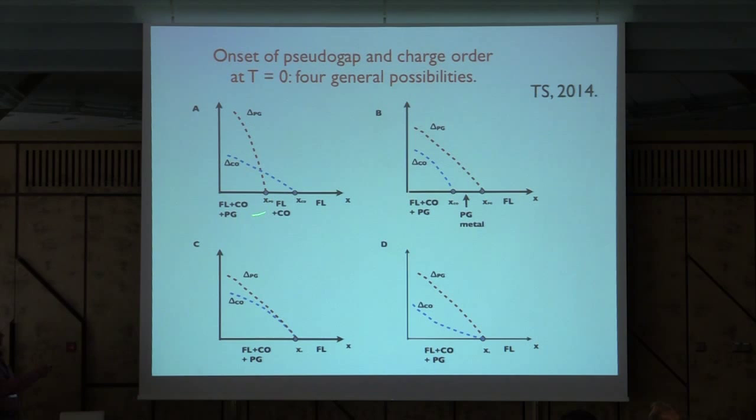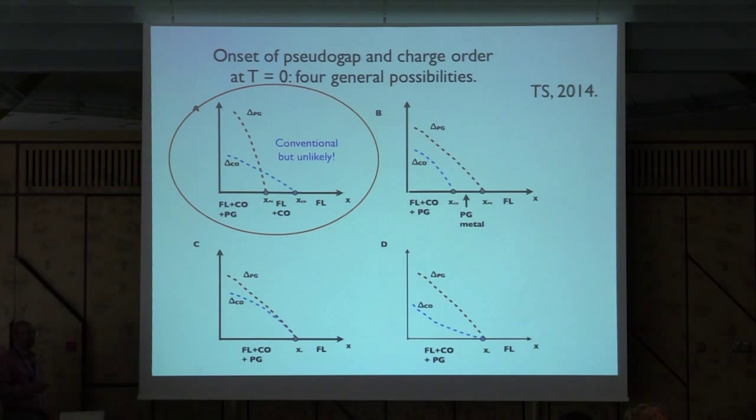The second possibility is that the charge order closes first, and the pseudogap closes at a different, higher doping. And the third and fourth possibilities are very similar, in that the charge order and the pseudogap both close at exactly the same doping level, but they perhaps close with different exponents. So which one of these things is going on in the cuprates is a question that we can try to pose and sort out through experiments. Okay? So let's look at this one by one.